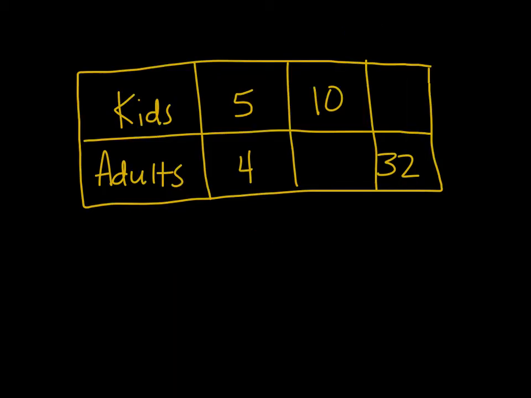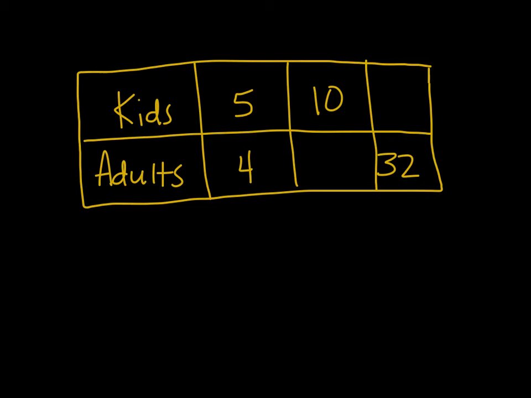So I'm comparing quantities again. Now I'm talking about kids to adults. So my ratio is kids to adults, and I start off with one that I know of, 5 to 4. So for every 5 kids there's 4 adults. How do I go to my next one?